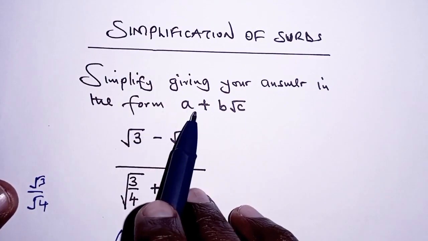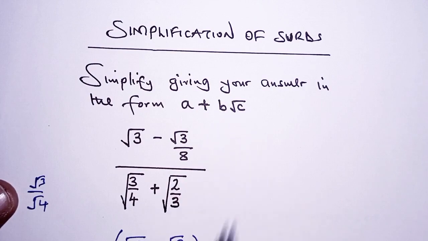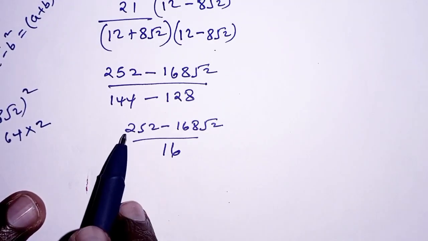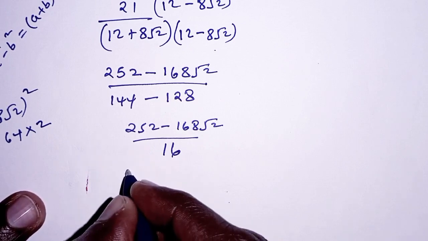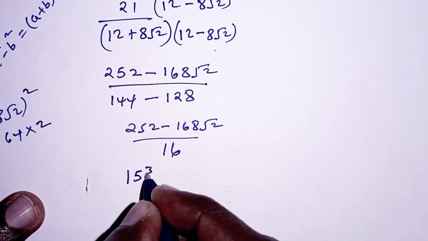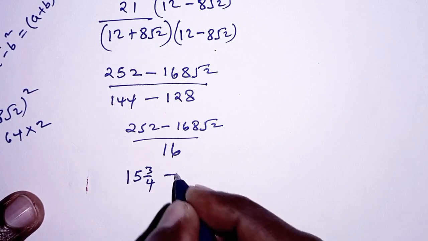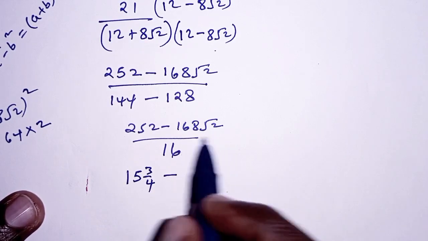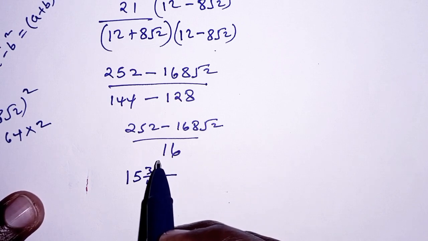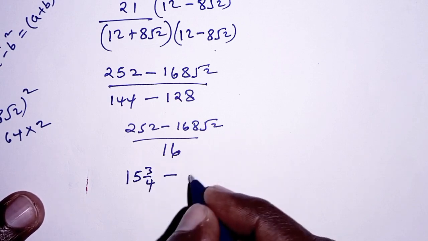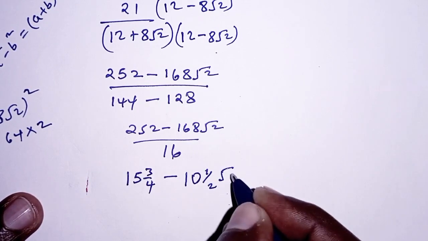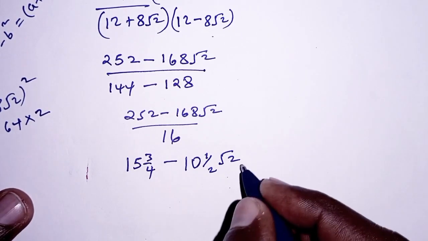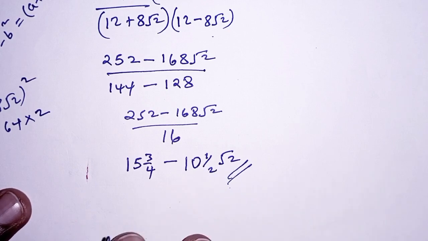Remember, the question required us to give our answer in the form a plus b root c. So that means we'll take 252 divided by 16, and that should give us 15 and 3/4, minus. And then for the next part, we have 168 divided by 16, and that should give us 10 and a half root 2. Finally, that is the result as desired.